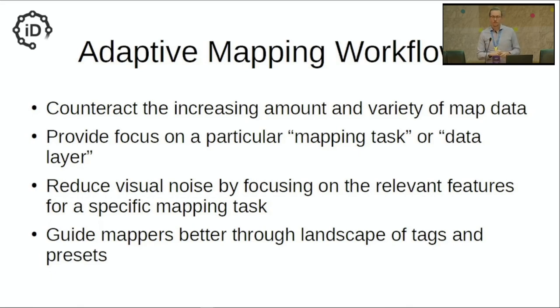So let's say if you're currently mapping roads or, let's say, sidewalks or bicycle paths, that all the surroundings that are around it, let's say all the shops and all the buildings, are still relevant, but more like relevant as an environment you're in. You're typically not editing them all in the same session. So reducing this visual noise could make some mapping tasks maybe not easier per se, but more streamlined and less hard to do, specifically for beginners. And it would guide mappers better through the landscape of features that you have.